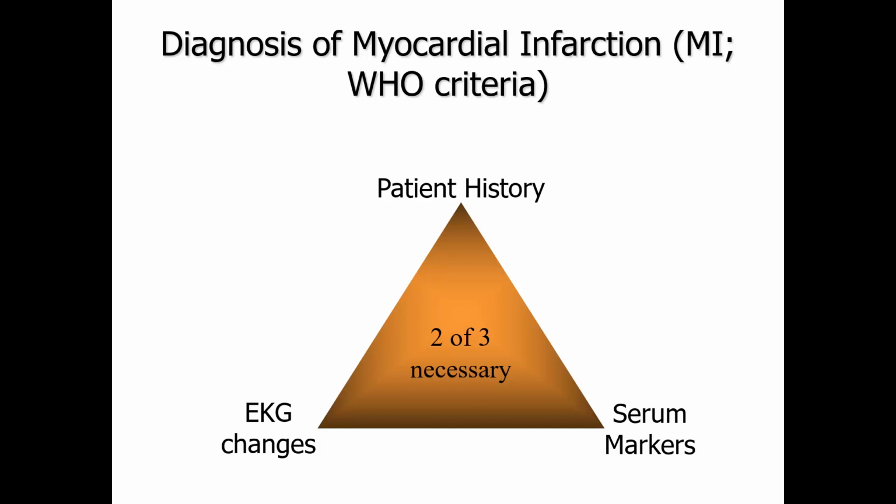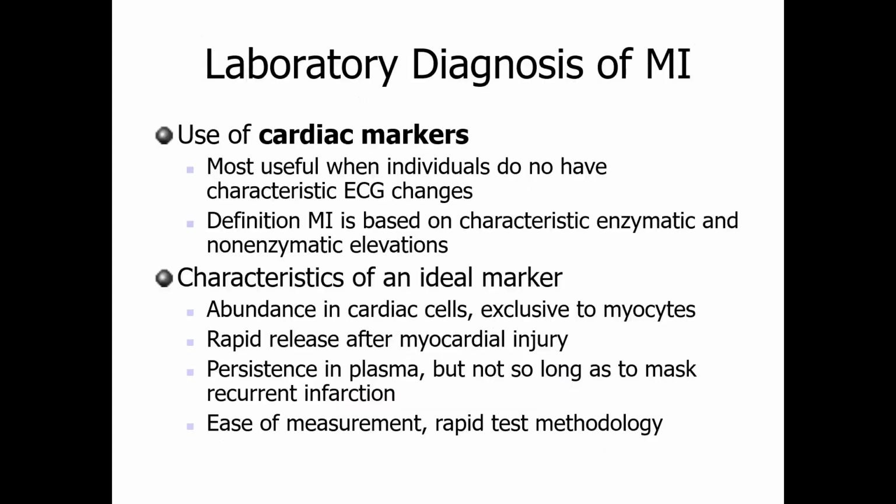So diagnosis of the myocardial infarction depends on EKG changes, patient history, and serum markers. Two out of the three of those is necessary in order for the WHO to kind of agree that there was a myocardial infarction. So the use of cardiac markers is most useful when individuals do not have characteristic ECG changes. The definition of MI is based on characteristic enzymatic and non-enzymatic elevations.